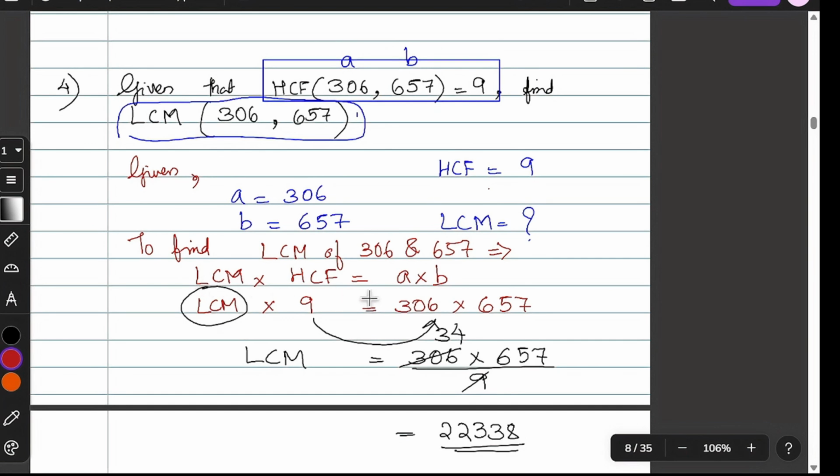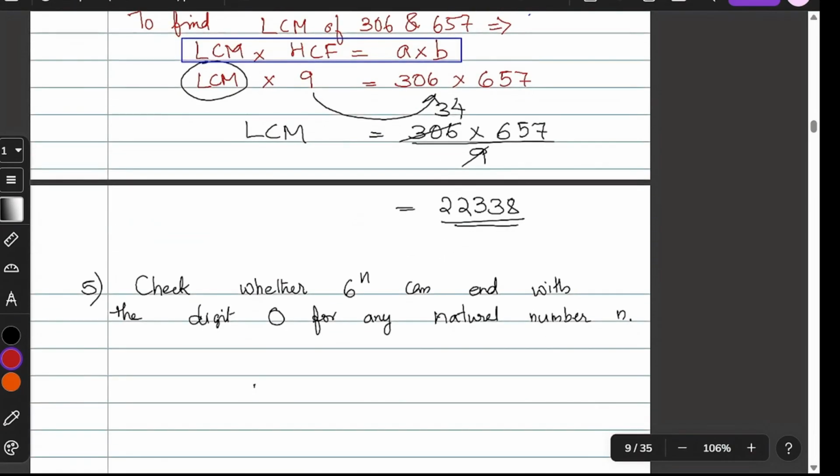So we have to use this equation. Our equation is what? LCM into HCF is equal to A into B. They have also given HCF is equal to 9. Then what we can do? We can substitute all these values in the equation and thus we can find our value. Clear, right? So now next question.